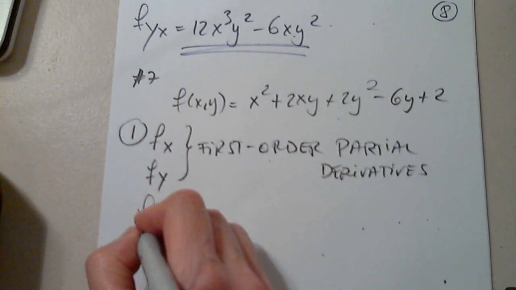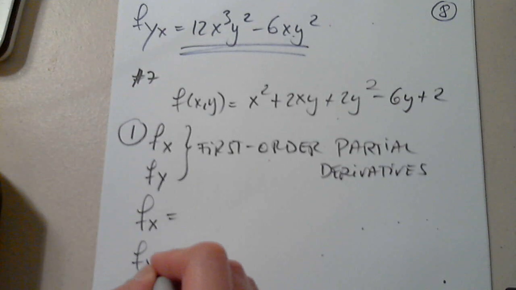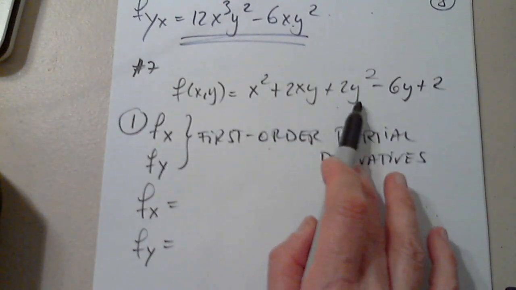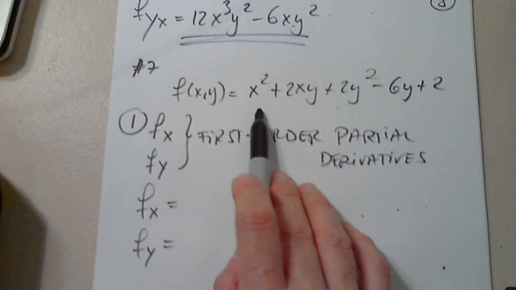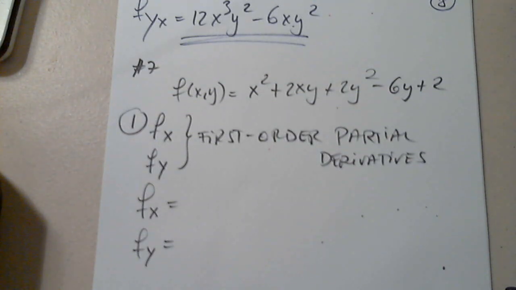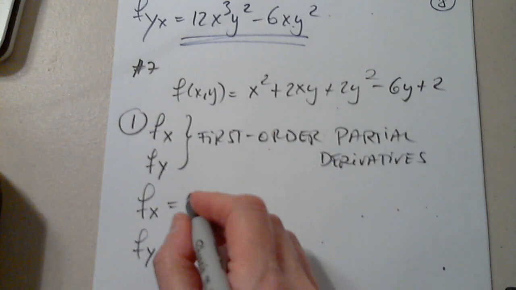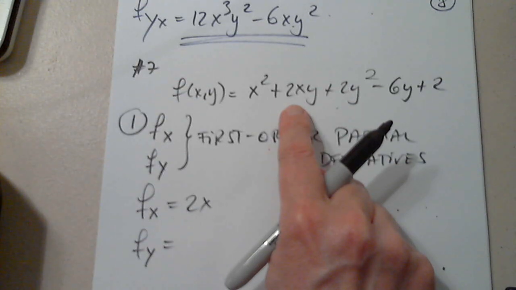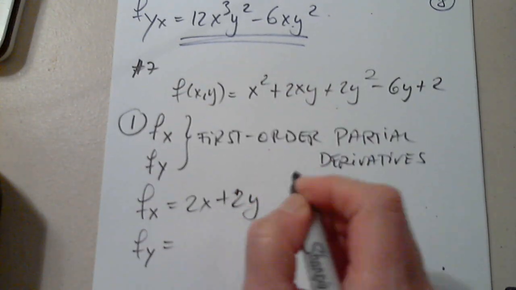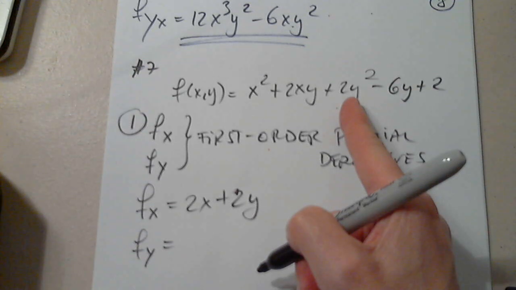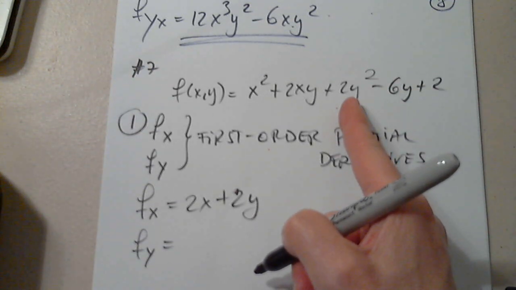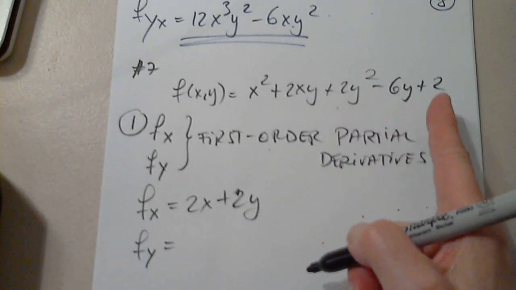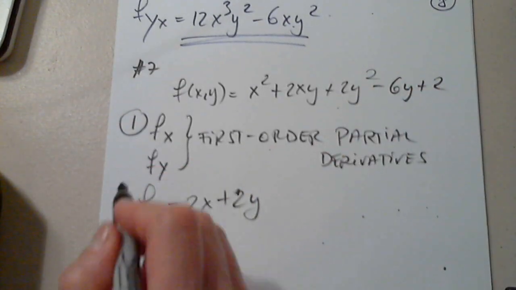So coming back, can anyone help with fx and fy? We are differentiating each term with respect to x. If it doesn't have x, the derivative is 0. So 2x, excellent, plus 2y, excellent. Plus 2y squared, with respect to x, if it doesn't have x, it's nothing. That's it. We are done with fx.